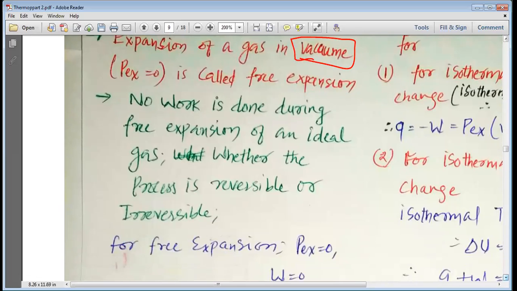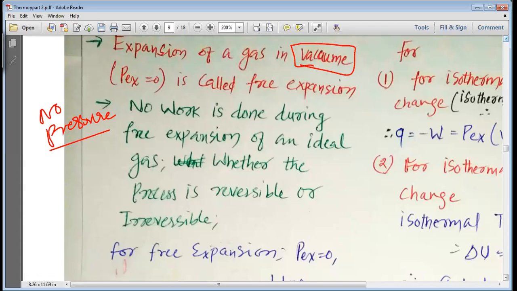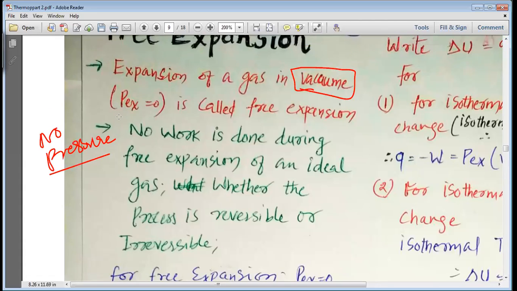Now what is the vacuum? So vacuum is the condition where there is no pressure. In vacuum there is no pressure of air, and that is why P external should be 0. So expansion of gas in vacuum, that is when P external is equal to 0, is called the free expansion.